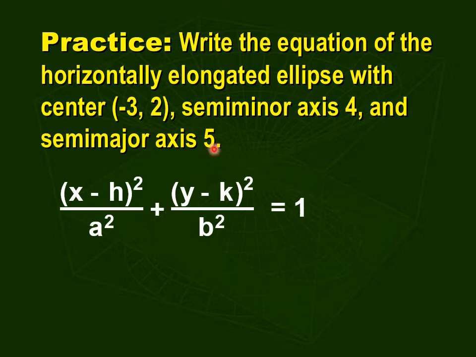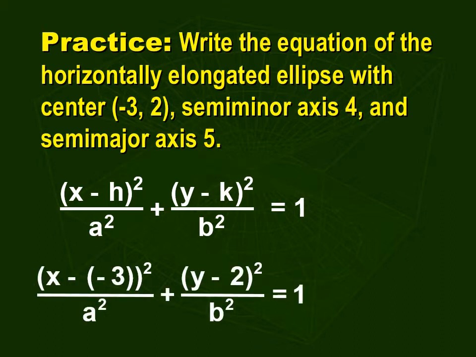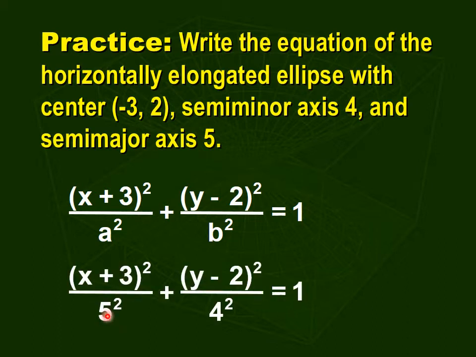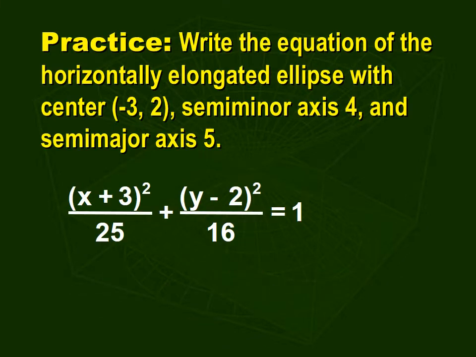Okay, so this is the general work form. So our center, the negative 3, 2, is going to go in for our h and our k. The semi-minor is going to go in for our b, and the semi-major will go in for a. Okay, so when we plug those numbers in, we plug in negative 3 for h, we plug in 2 for k. That simplifies to x plus 3 and y minus 2. Now we plug in 5 for a, and we plug in 4 for b. And so 5 squared is 25, and 4 squared is 16. So that gives us our nice work form here.